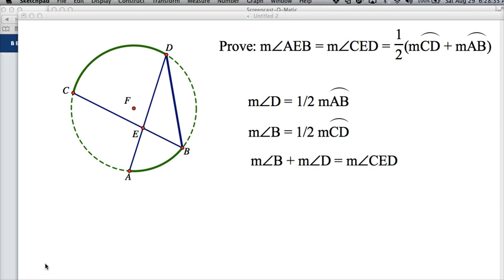So actually from there, students would have all the key ingredients that they need to complete this proof. So I would just give them time to think about how they're going to go about arranging these statements and what other statements would need to be made in order for them to prove that measure of angle AEB, which equals measure of angle CED, is half the sum of the measures of arc CD and AB.